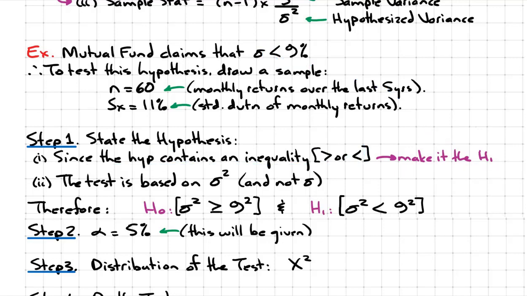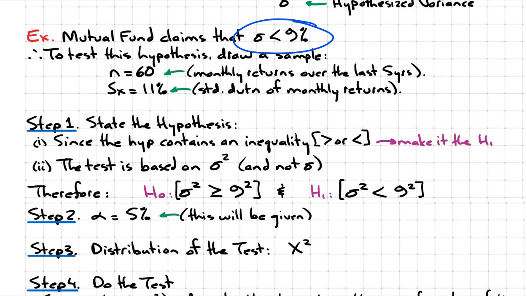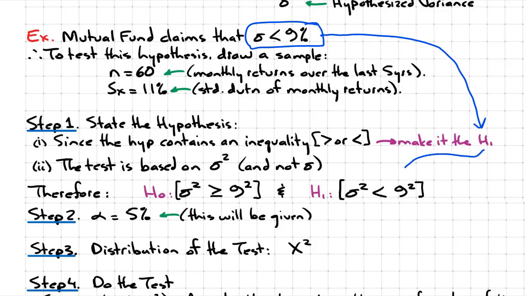The second thing we need to be mindful of is that when you're testing for volatility, the test is specifically based on variance and not standard deviation. So those are the two adjustments we need to make to this hypothesis. So here we go. First of all, here's the hypothesis, but because it contains an inequality, you said make it the alternative. Done. I made it the alternative.